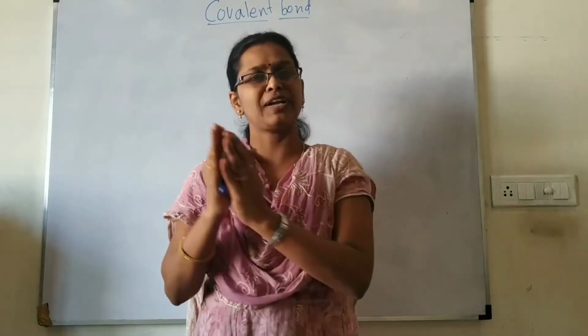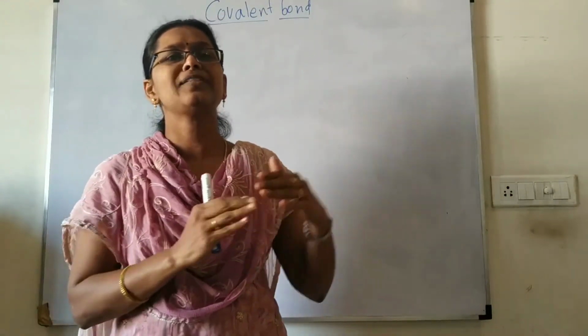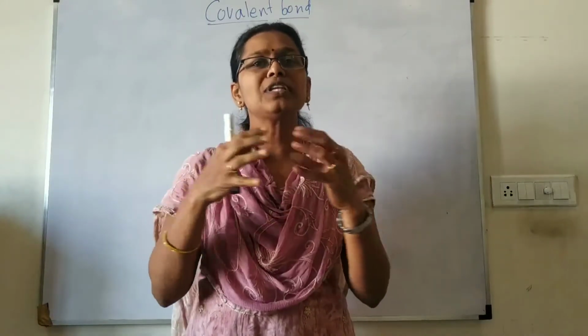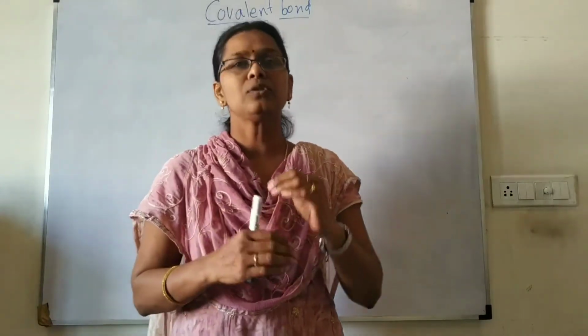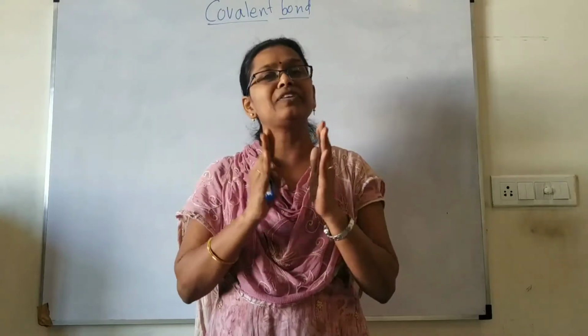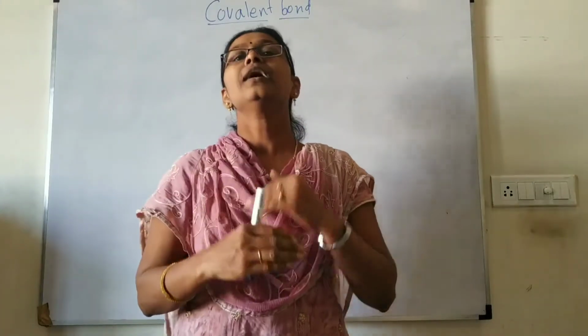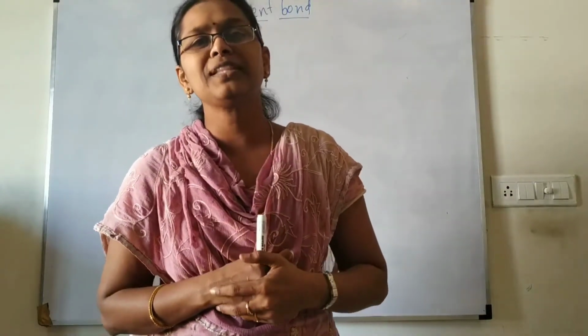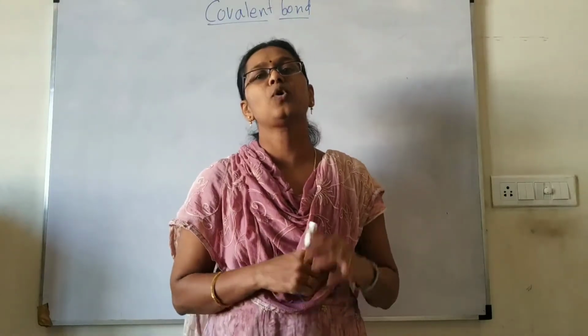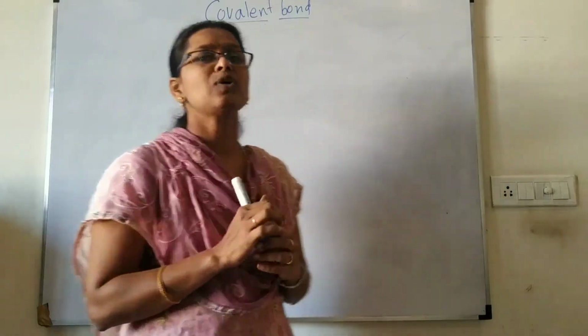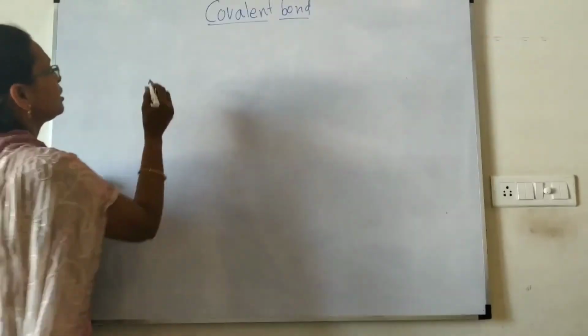For example, if one atom has one electron and another atom has one electron, they both need one more electron each. So that is why there is mutual understanding between the atoms. That is what we can say, mutual sharing between the atoms. That is called covalent bond. Okay, so I'll show you how to explain covalent bond.